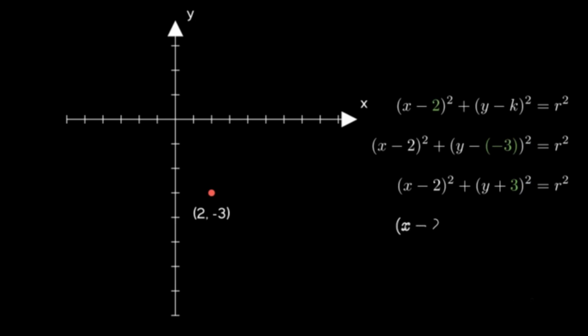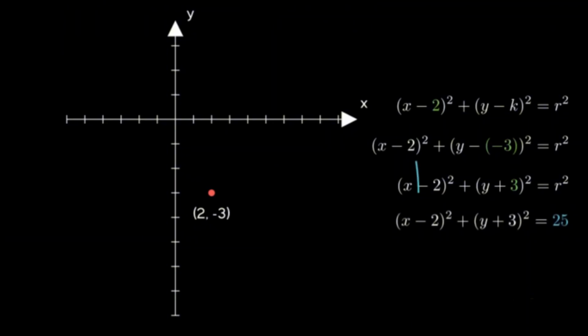Finally, we need to substitute the value of r². Since our radius is 5, we know that r² = 5², which is 25. This completes our equation: (x - 2)² + (y + 3)² = 25.